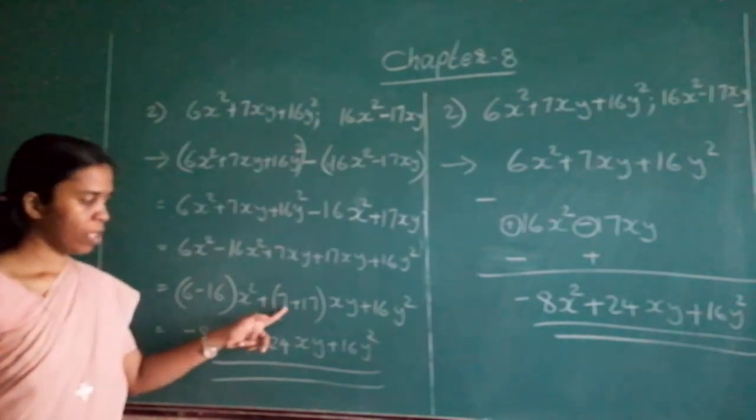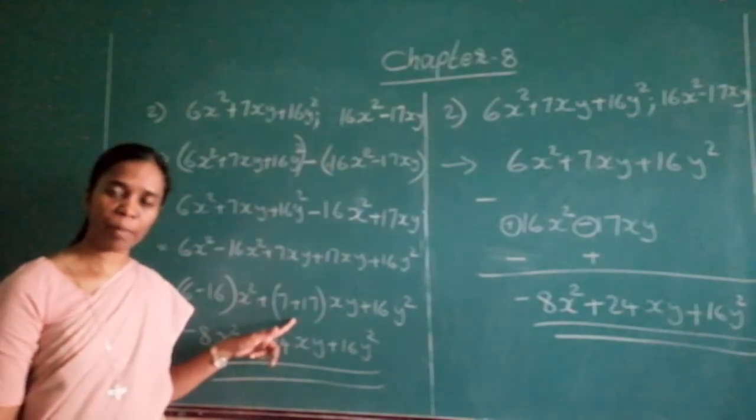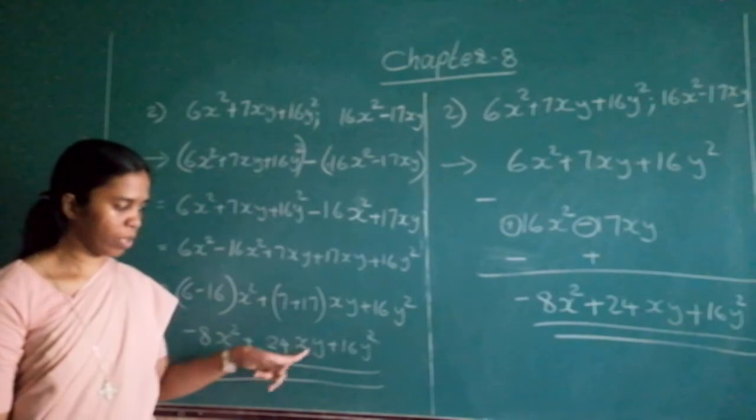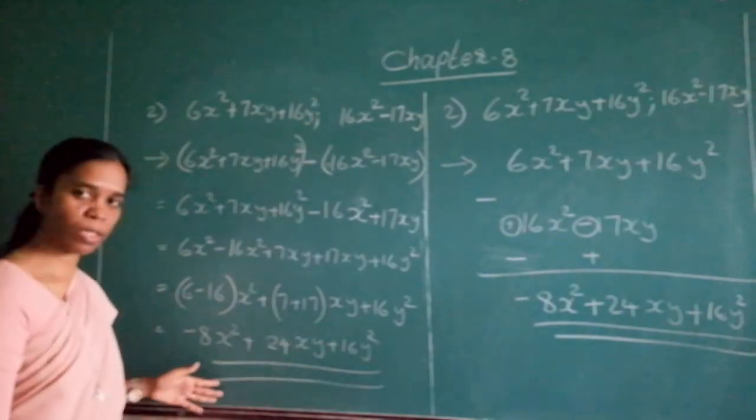Minus 8x square. Signs are same. Add the number. Put the sign of the greater number. 7 plus 17, 24xy plus 16y square. So this is it.